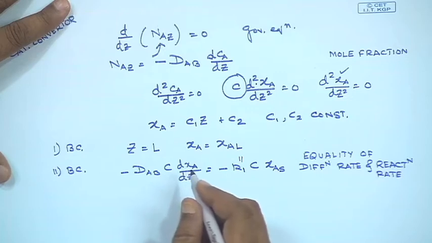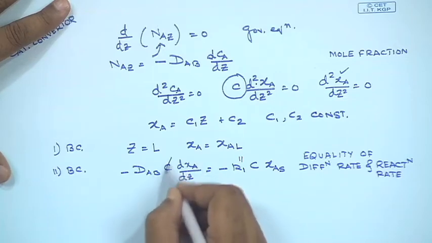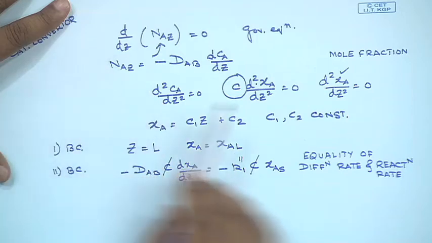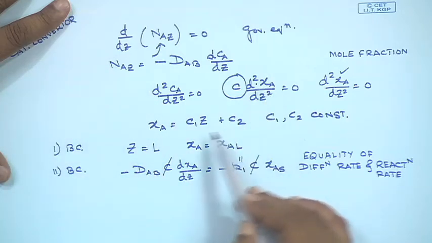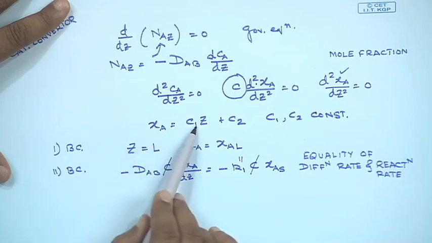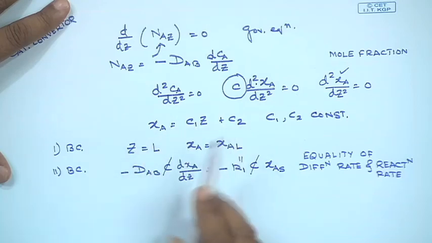So, what you would get from here is the concentration that will cancel from both sides, and if you look at this expression, then dXA dz is simply going to be equal to C1, C2 being a constant.